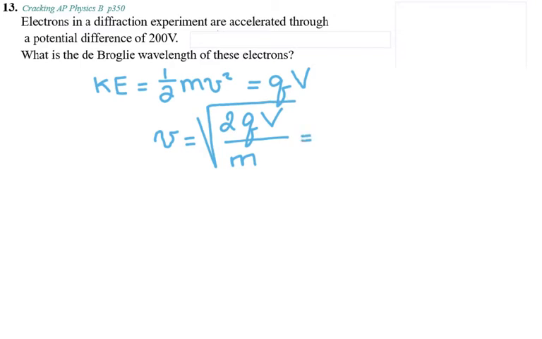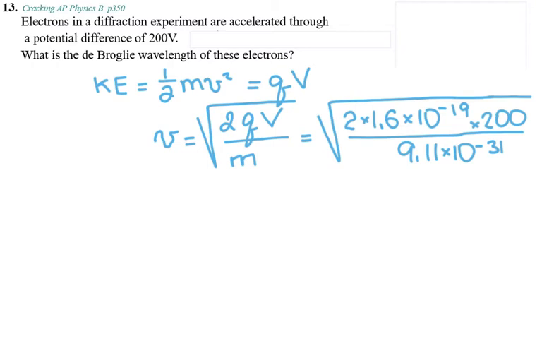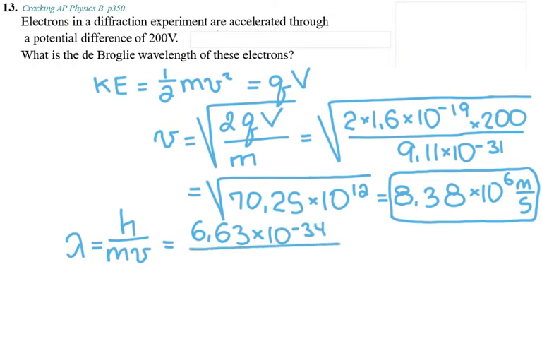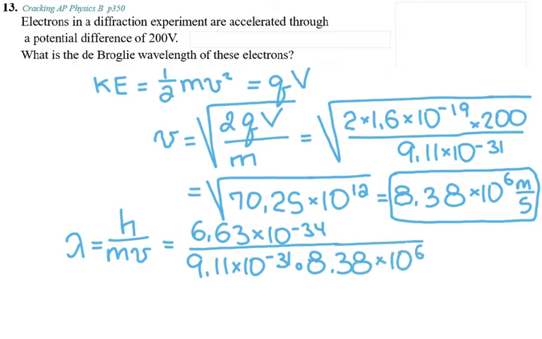So we plug in the numbers for all the values that are given, and that gives me the velocity equal to 8.38×10⁶ meters per second. And they ask me for the de Broglie wavelength. So the wavelength is going to be equal to Planck's constant divided by the mass times the velocity. So I have Planck's constant 6.63×10⁻³⁴ divided by the mass, which is 9.11×10⁻³¹, times the velocity, which is 8.38×10⁶. And that gives me the wavelength equal to 0.087 nanometers.